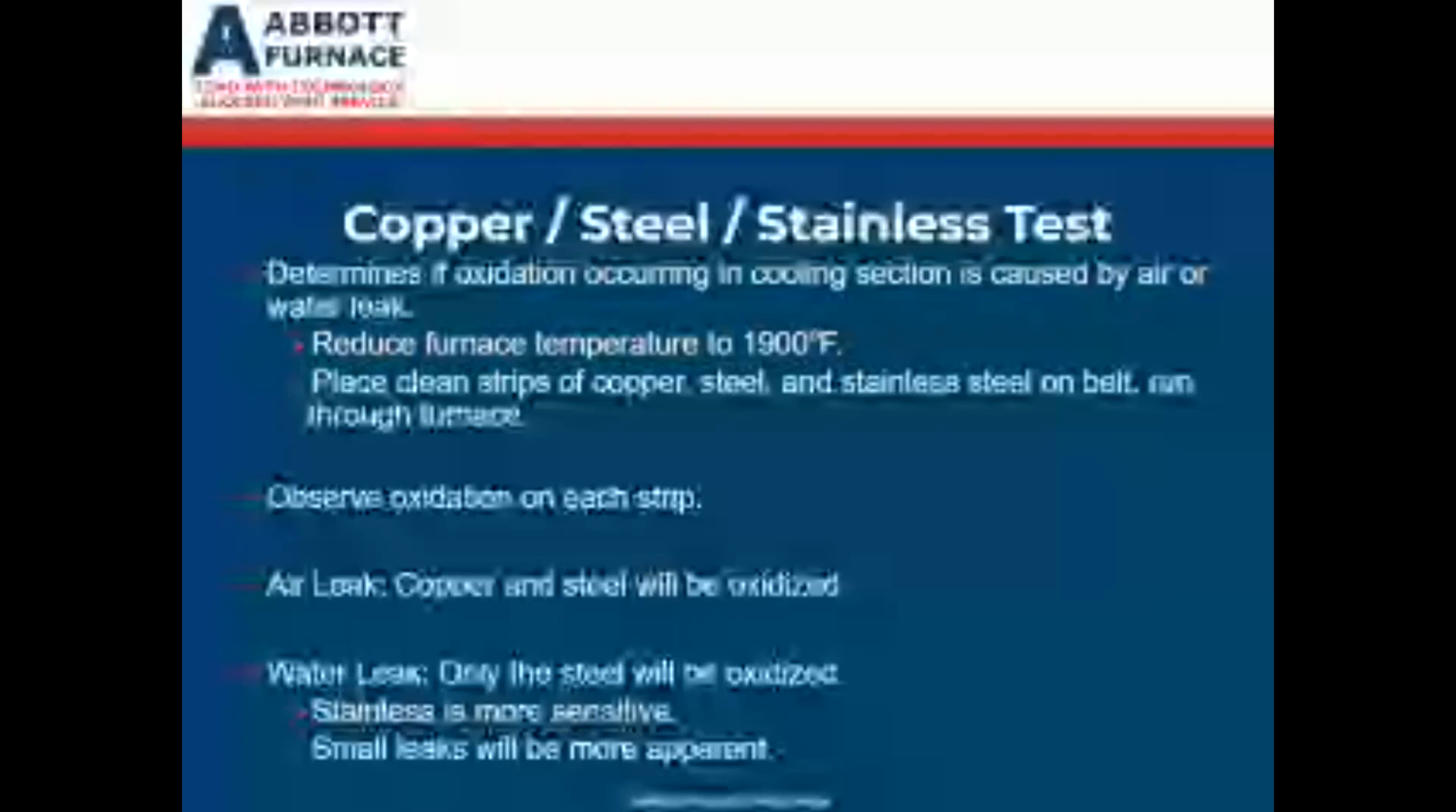And then we would just place a piece of copper, a piece of steel, and a piece of stainless steel on the furnace, let it pass through. If we have an air leak, the copper and the steel will oxidize. If we have a water leak, the copper will come out clean, but the steel will be oxidized. That gives us the ability to know what we have to do next. Are we chasing an air leak, or do we have to look in our cooling zones for a water leak? So that's just a simple test you can do that'll point you in the direction of whether you are looking for air or looking for water.